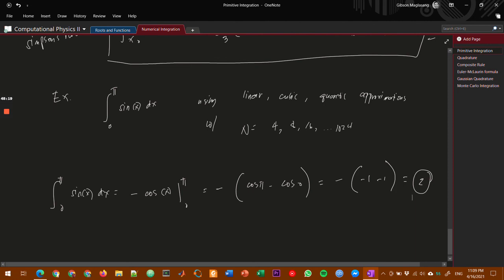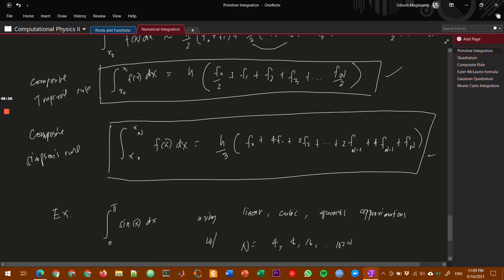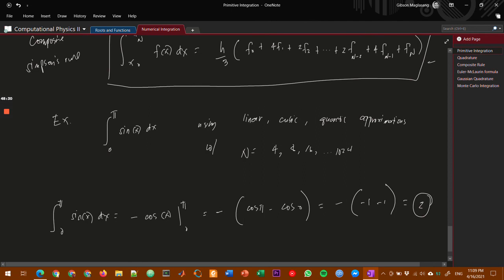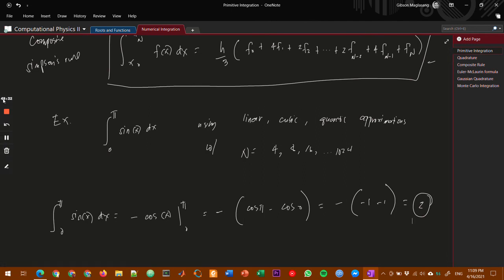Okay? So ato anang i-open ato ang program sa MATLAB, then we'll try to solve it using these methods. You have the composite trapezoid rule and the composite Simpson's rule. And that would be sa next part sa atong video.